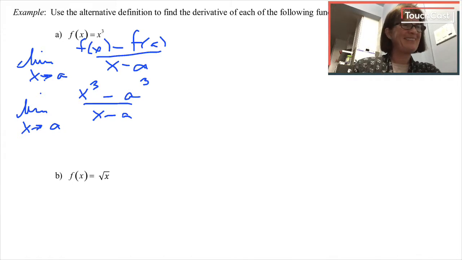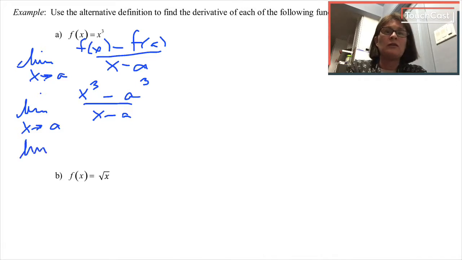Oh, it's kind of nicer without that little plus h messing up what my f of x rule does to the input. So now I have to think about this. I certainly can't replace x with a because I'm going to have a 0 over 0 problem. So I'm going to need to think of something, and it turns out that x cubed minus a cubed factors. This is the difference of cubes pattern that you learned in Algebra 2. So I'm going to factor that numerator.